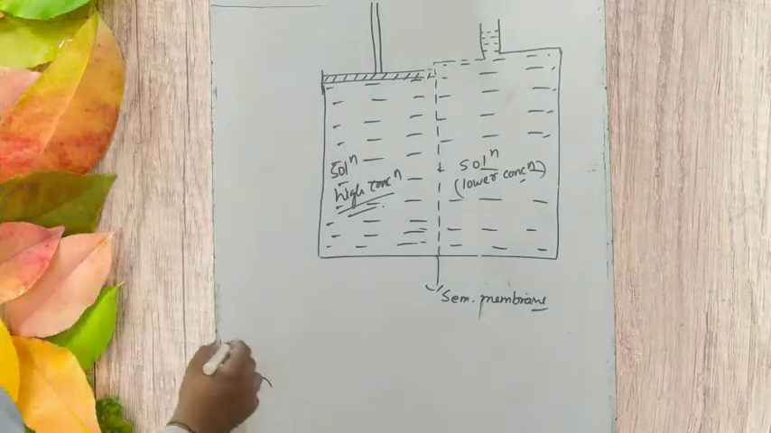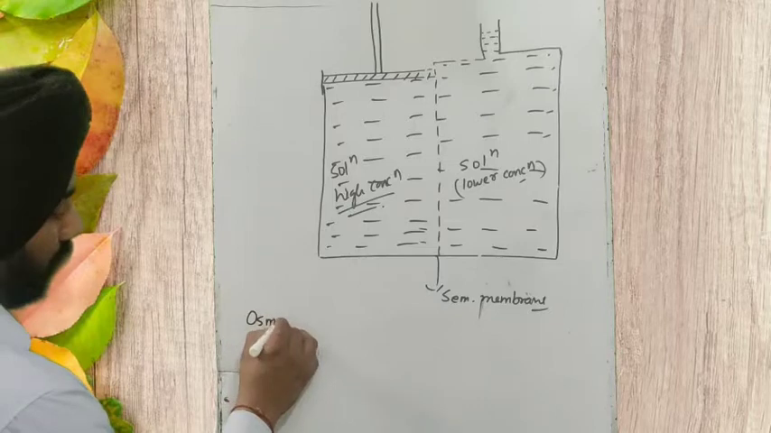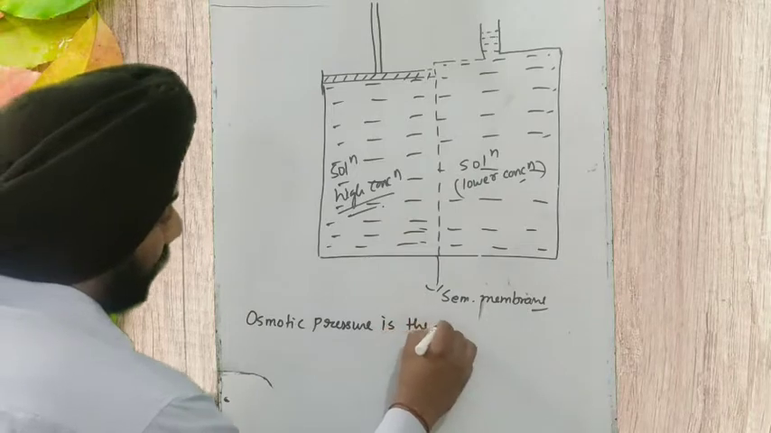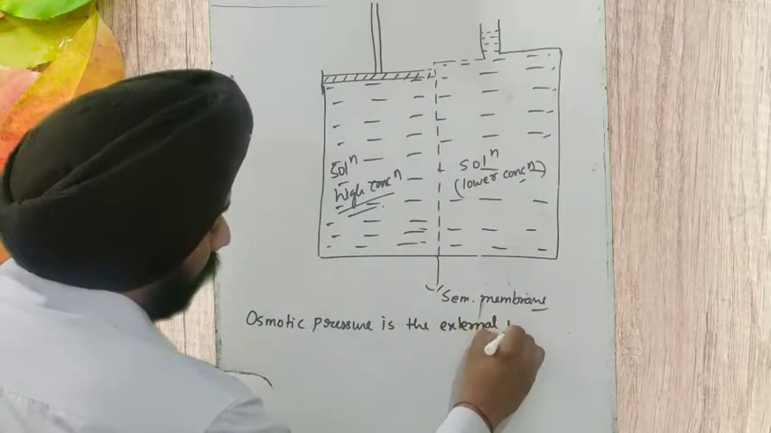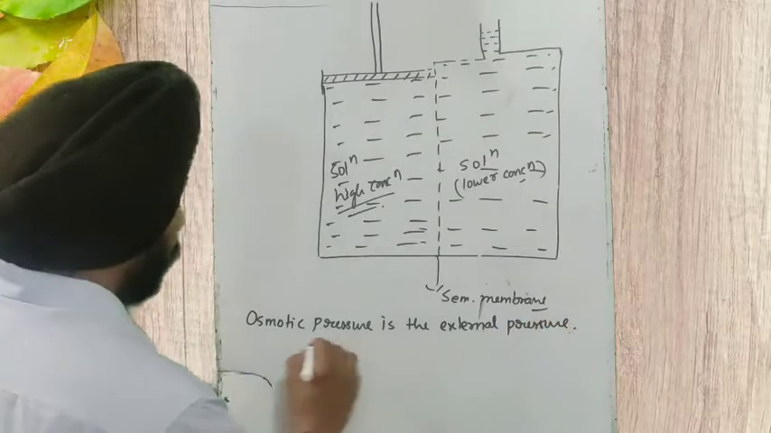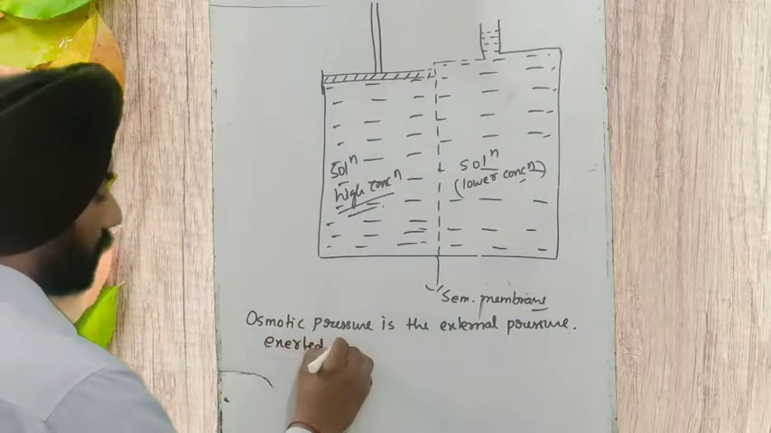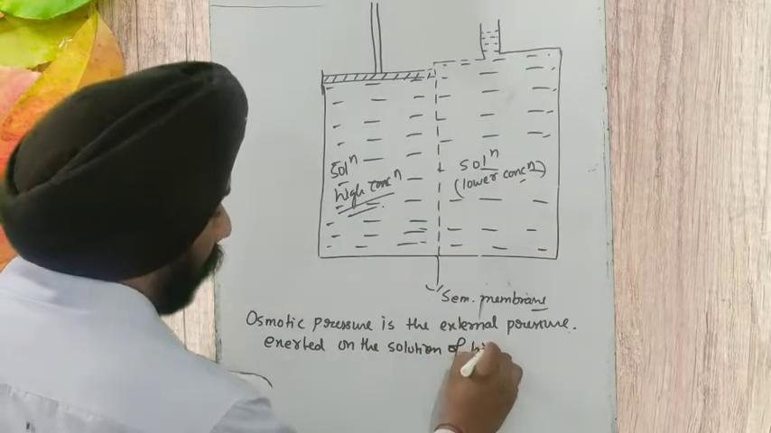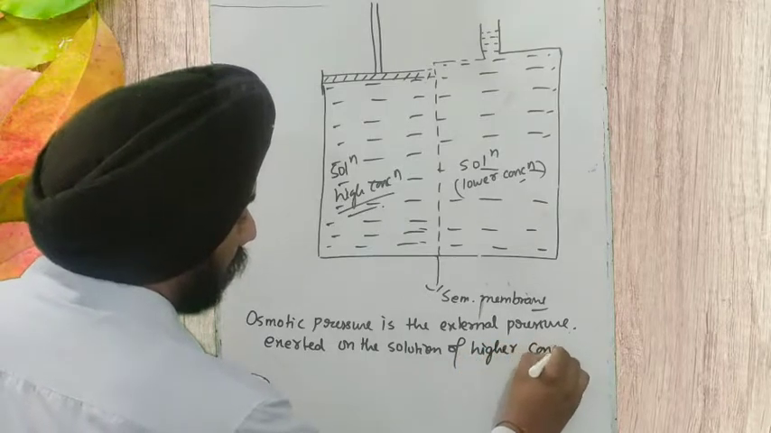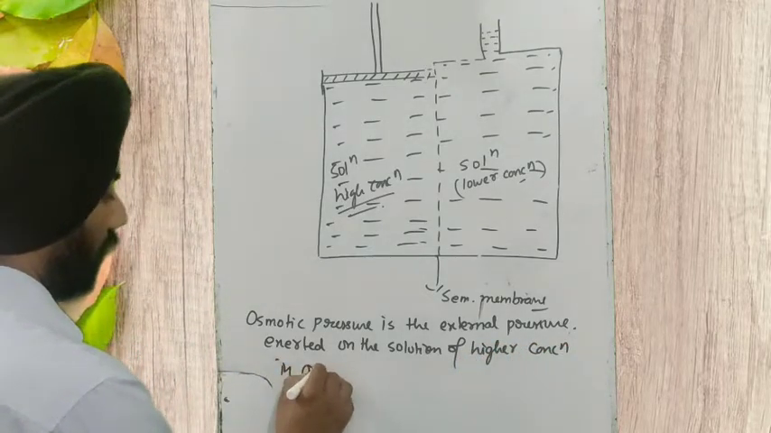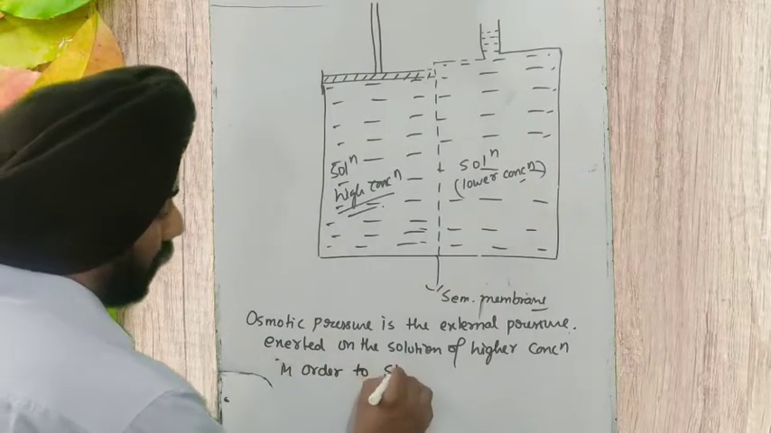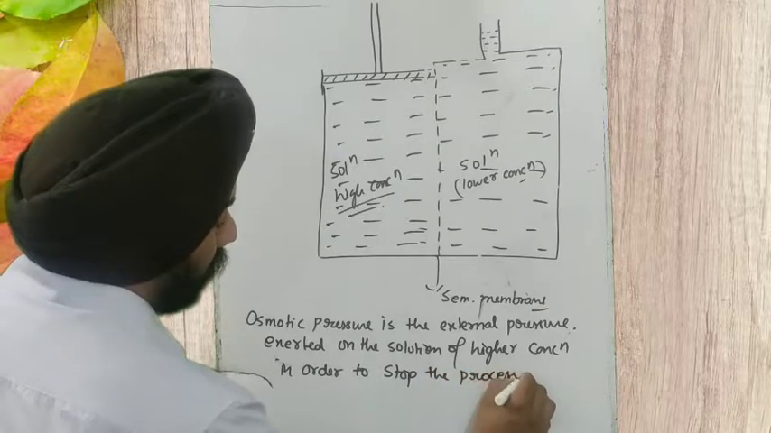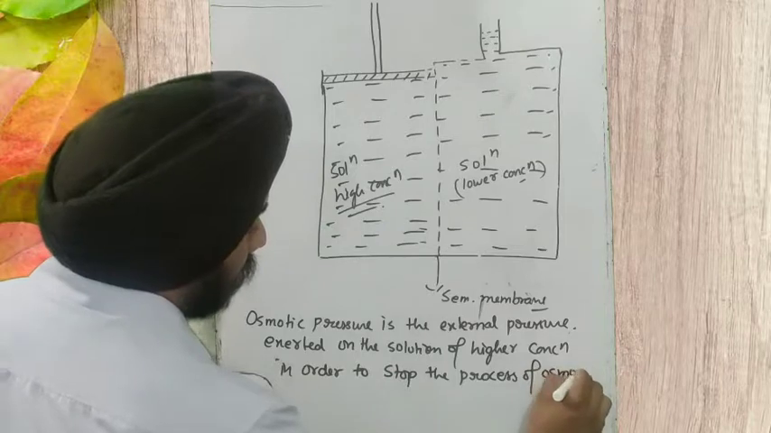So what is the osmotic pressure? I am going to write the definition here. Osmotic pressure is the external pressure exerted on the solution of higher concentration in order to stop the process of osmosis.